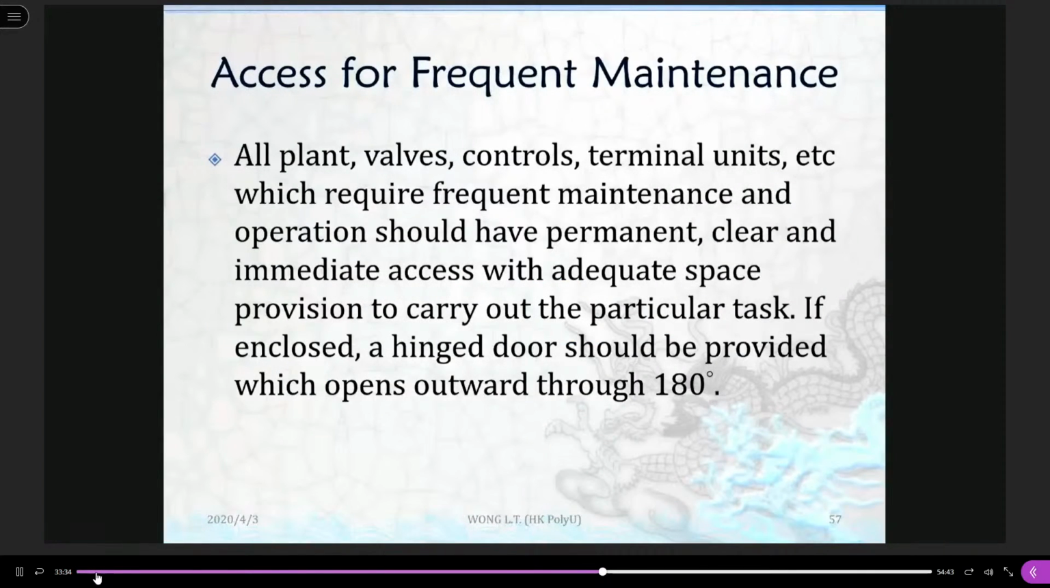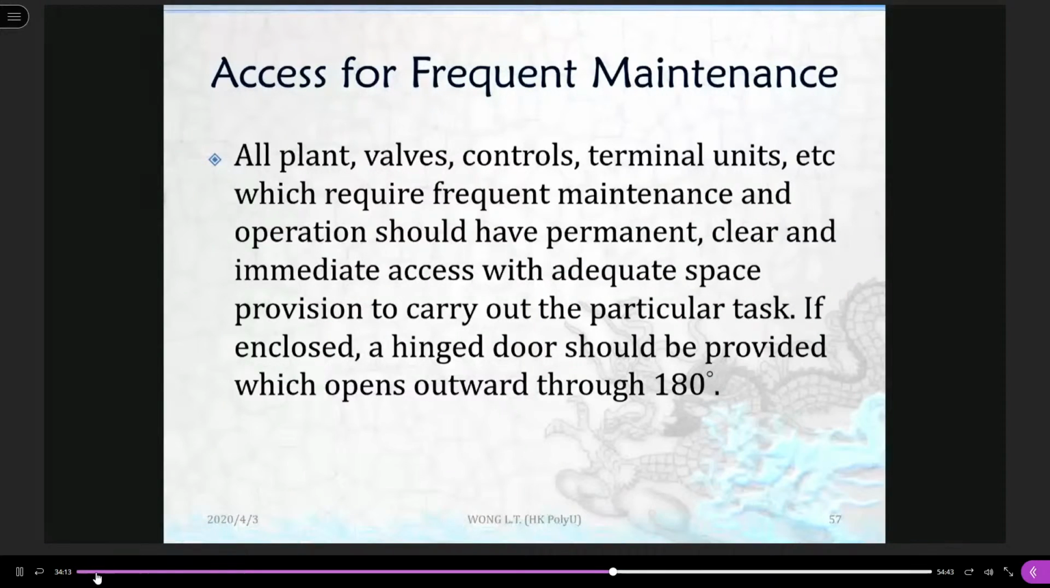Okay, all plant valves control terminal units. Terminal units, say the air supply, the fan coil units, VAV box. These are terminal units which require frequent maintenance. Operation should have a permanent, clear, and immediate access with adequate space provision to carry out a particular practical task. If it is enclosed, a hinged door should be provided, which opens outwards to fully open.